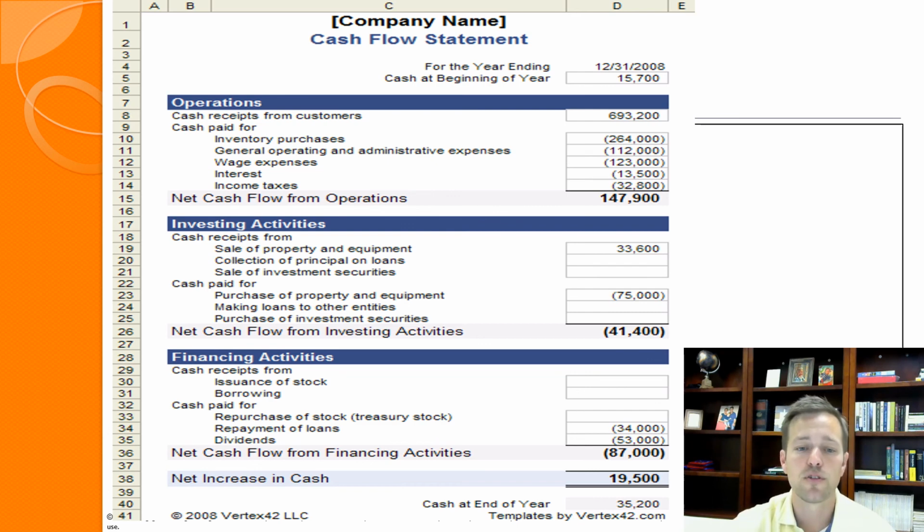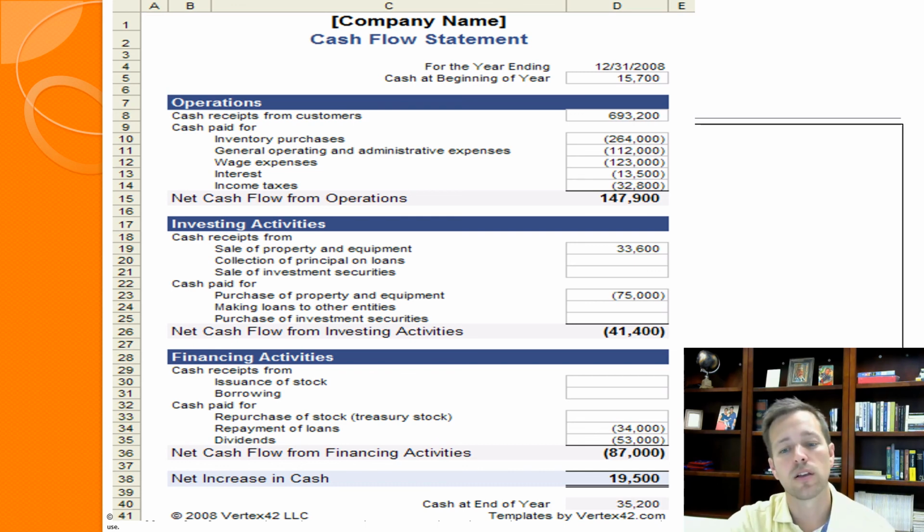All right, so both of these are negative. Anytime you see something in parentheses, that means that number is negative on an accounting statement. And so for investment, we had negative $41,400. Now down here for financing activities, we have negative $87,000. All right, in parentheses, it's negative. So we add up our positive $147,900, subtract $41,400 and $87,000 from that, and we get a net increase in cash. This isn't our cash position yet. This is our net increase in cash for the year of $19,500.